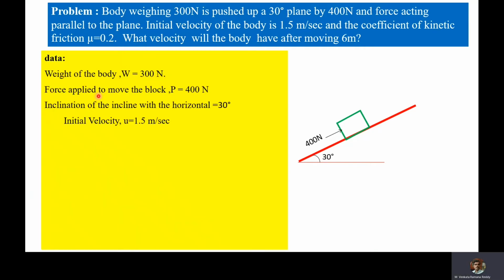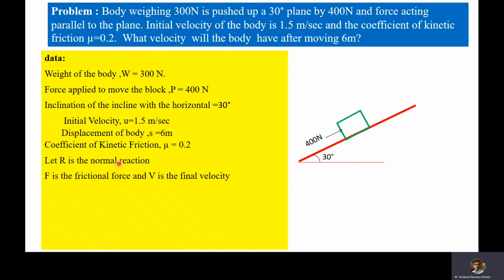Weight of the body is 300 newtons, force applied to move the block is 400 newtons, inclination with the horizontal is 30 degrees, initial velocity is 1.5 meter per second, displacement of the body S is equal to 6 meters, coefficient of kinetic friction mu is equal to 0.2. Let R be the normal reaction, F the frictional force and V the final velocity. In order to find this final velocity, the work energy equation is used: sigma F into S is equal to half into W by g into V square minus U square.